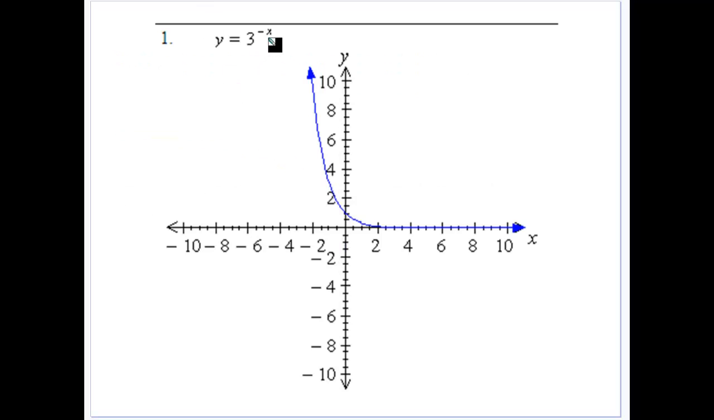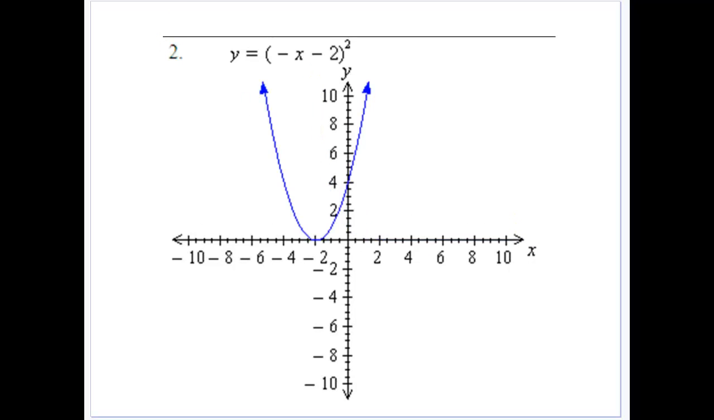So 3 to the power of minus x, so the function's being changed. We know that, we've done those ones before, we know that that's going to give us that function there. Minus x minus 2, so if we draw x plus 2, what does that look like? And then square it, and that's where we get those values.